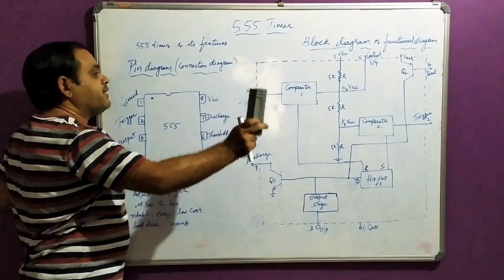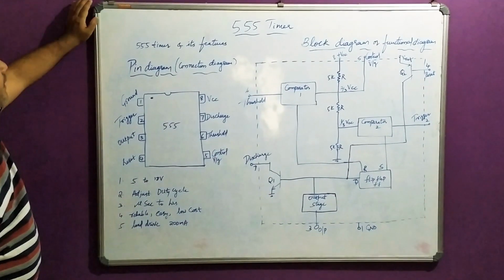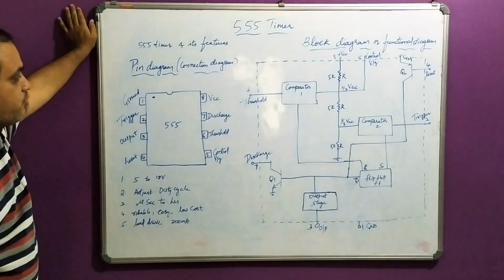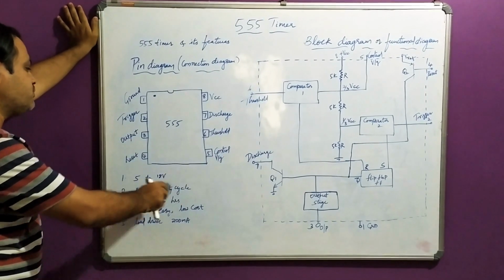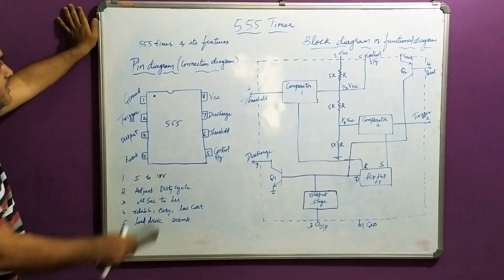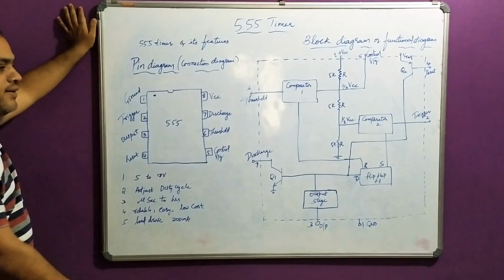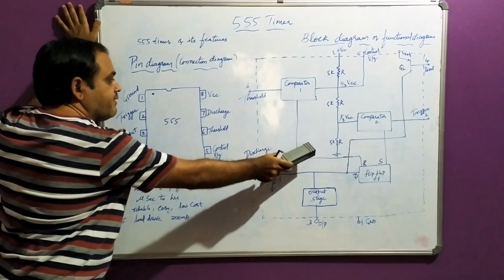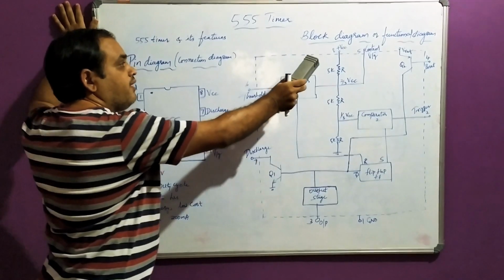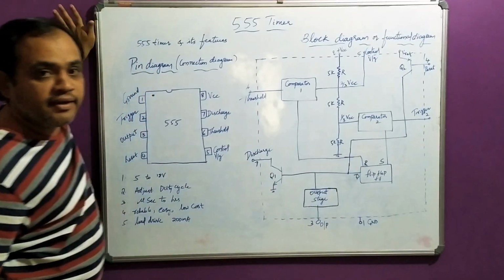Now, what is this 555 timer? It is always available as an IC, in an 8-pin or 14-pin package. We will discuss the simple 8-pin package. First we will discuss the pin diagram or the connection diagram. Then we will look into the internal schematic of the 555 timer, in the form of a block diagram or functional diagram representation.